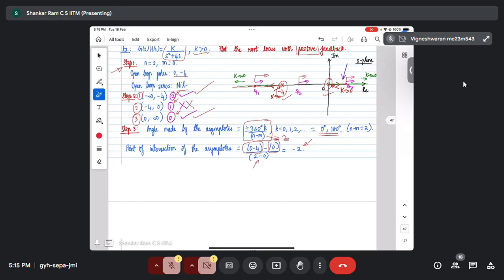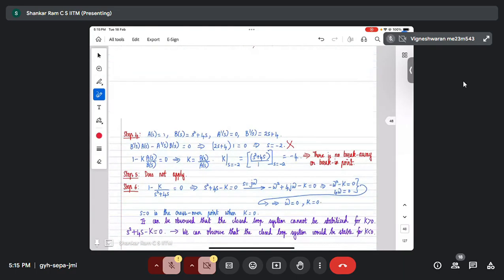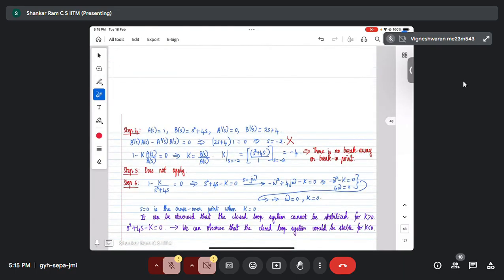All right. Okay. Now we go for step 4, right? So please note, A of s is still 1, B of s is still s squared plus 4s. A prime s is 0, B prime s is 2s plus 4. If we solve this equation B prime A minus A prime B equals 0, we still get s equals minus 2, right? But then you notice that I have put a cross mark against s equals minus 2.